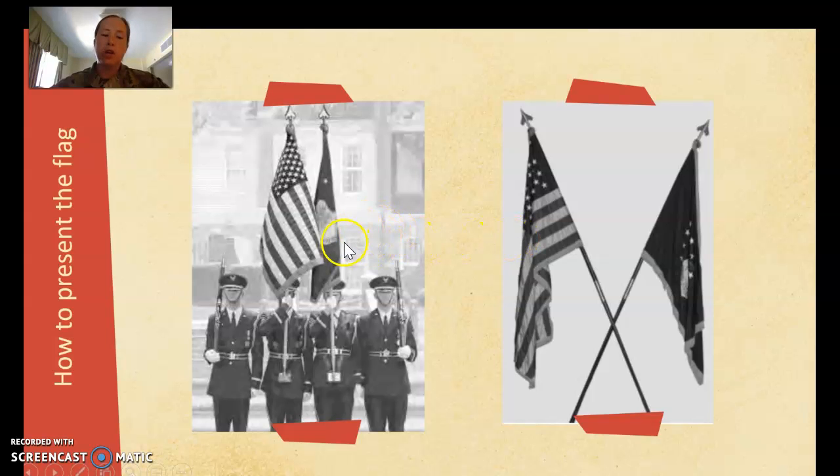And if you look at the top of each staff, the American flag is always slightly higher than the other flags, such as the state flag or the Air Force flag. And when it's displayed with a crossover, the American flag is on top.